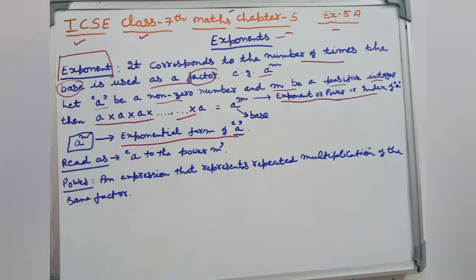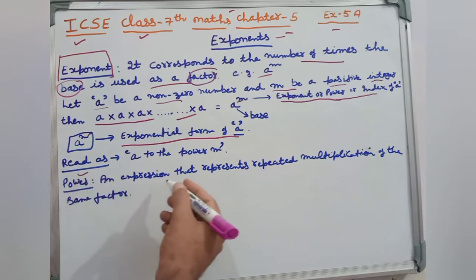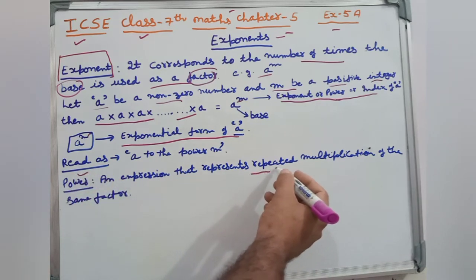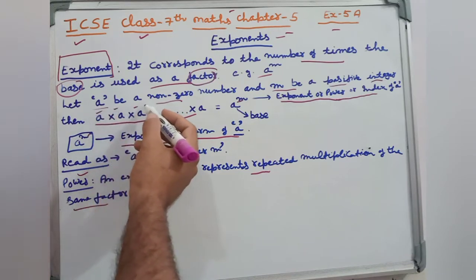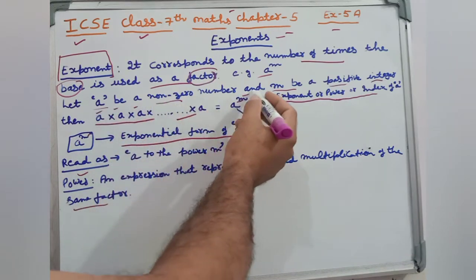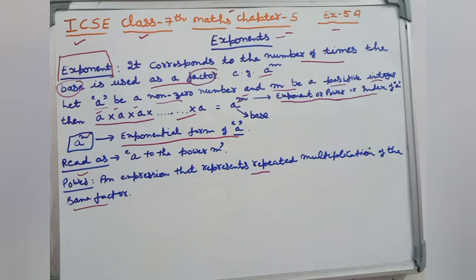Now, what is this power? Power is an expression that represents repeated multiplication of the same factor, that is up to n, that is called power, right? So this is the definition of exponent and the related terms involved in it, like base, index, power.